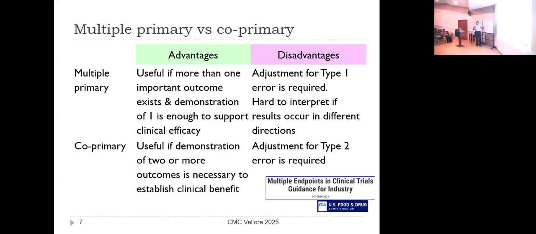How much to divide it? That's whatever you want to do. There are people that have done simulations and all sorts of stuff.